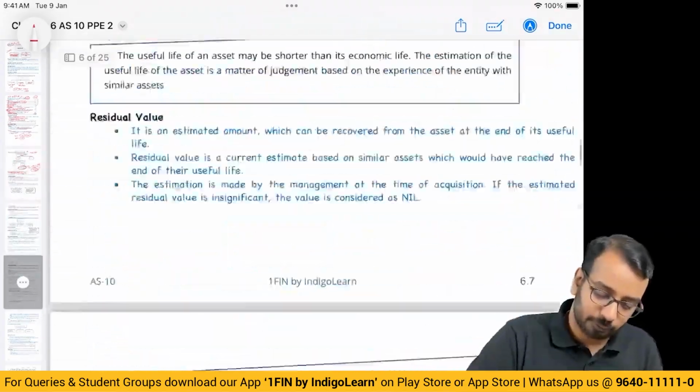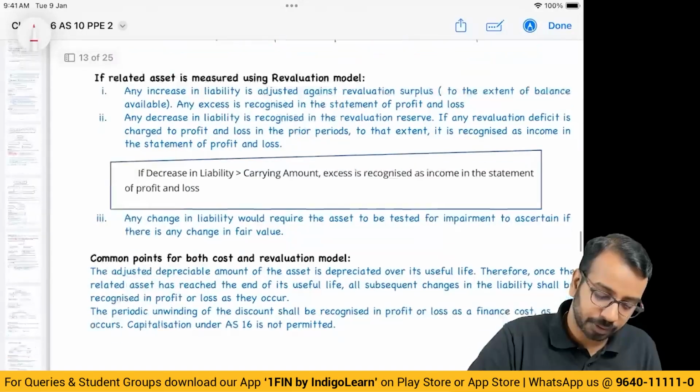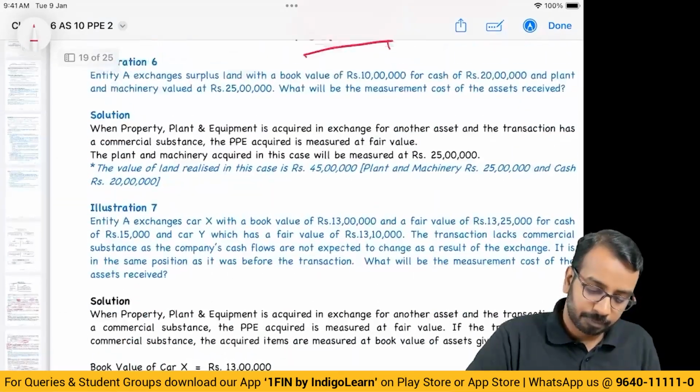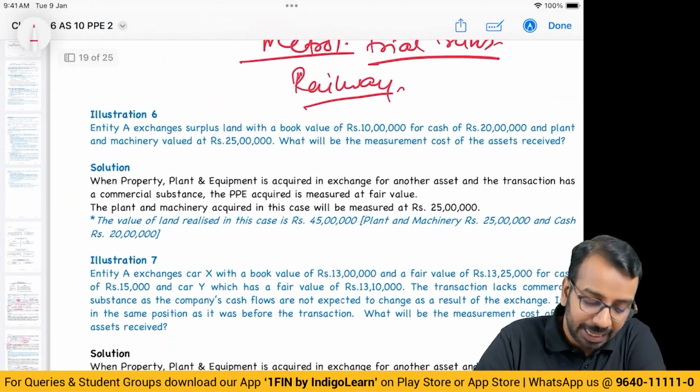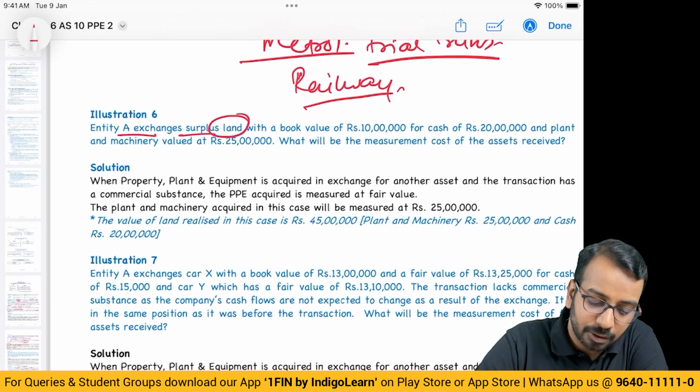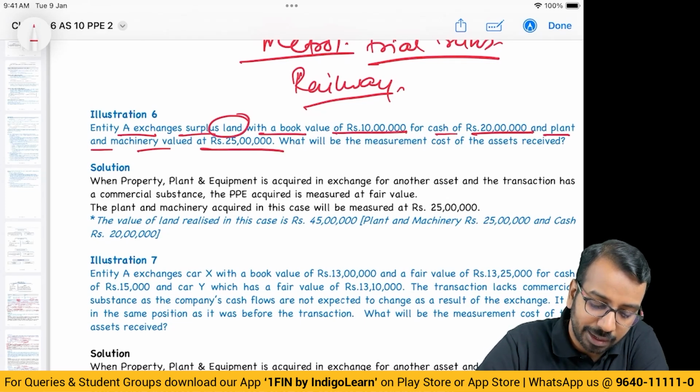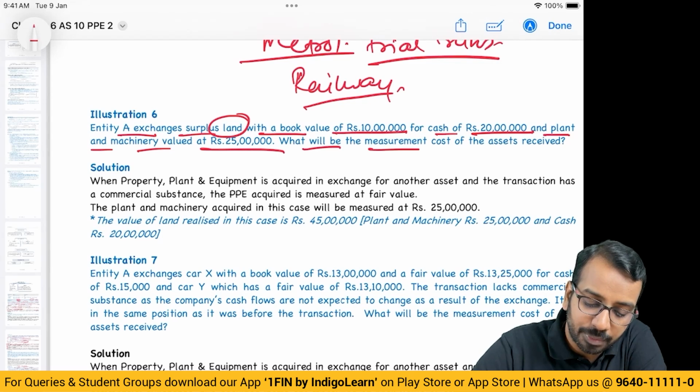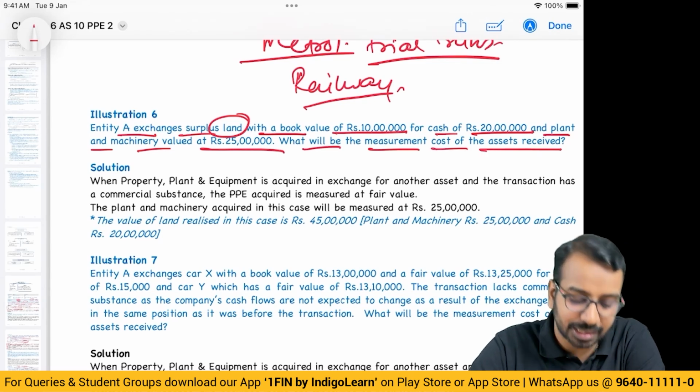So let us look at a question based on this. Entity A exchanges surplus land with a book value of 10 lakhs for cash of 20 lakhs and plant and machinery valued at 25 lakhs. What will be the measurement of cost of the assets received?